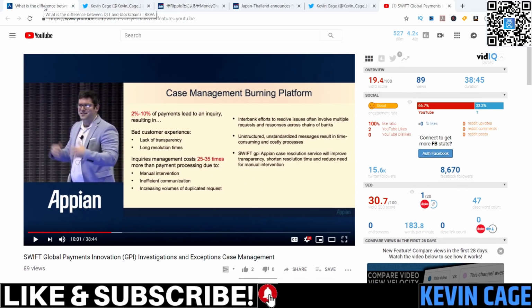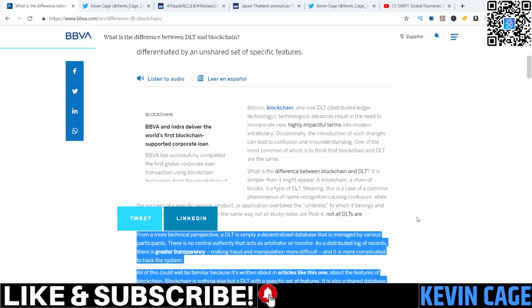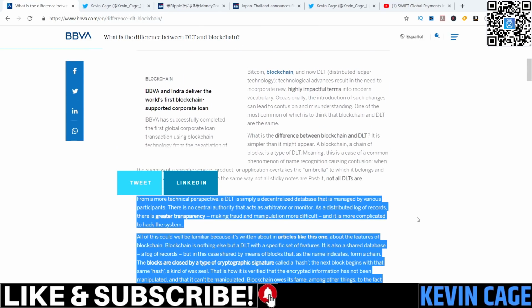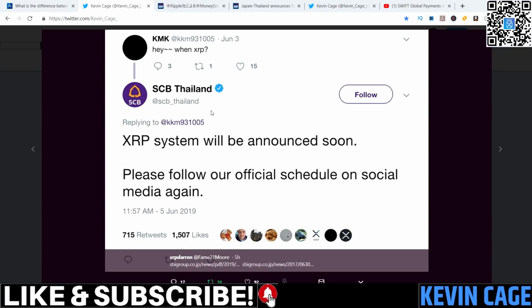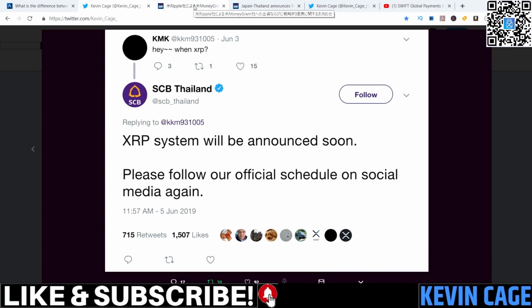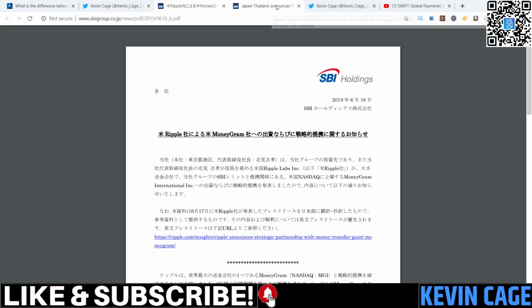So guys, biggest thing here is I just wanted to cover the basic understanding between DLT and blockchain. Blockchain is just a specific form of DLT. And along with that, just know that Thailand and SBI Remit, they're really going to be working on spreading the use case and utilization of XRP throughout Southeast Asia. And Asia will be one of the first adopters in these emerging markets, along with India and the Middle East.